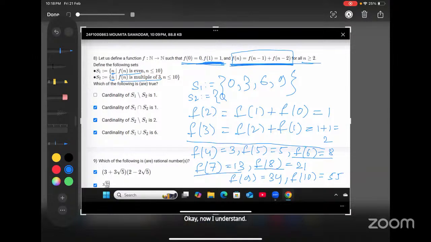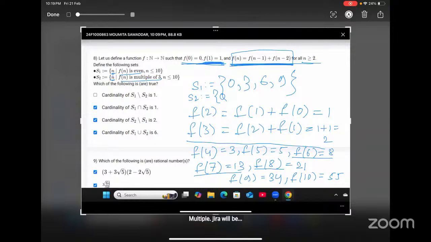So similarly, we can calculate S2. 0 will be there. Then 1 will be there or not in S2? No. 2? No. F of 4 will be there in S2. Fn is a multiple of 3. So 0 is a multiple of 3, right? 0 into 3. So 4 will come, and 8. That's all. 0, 4, 8.